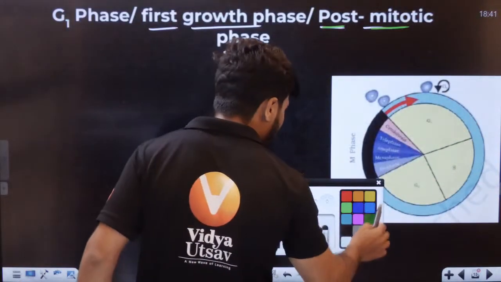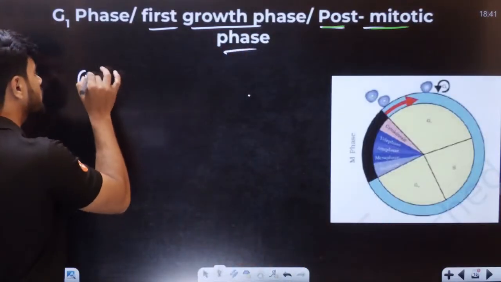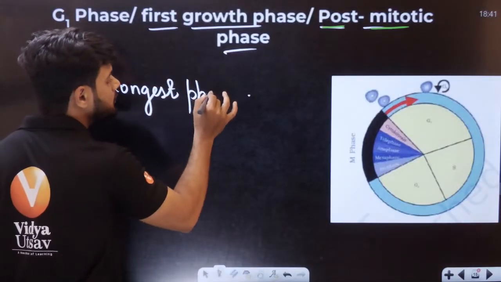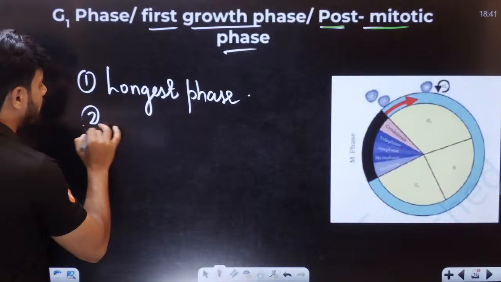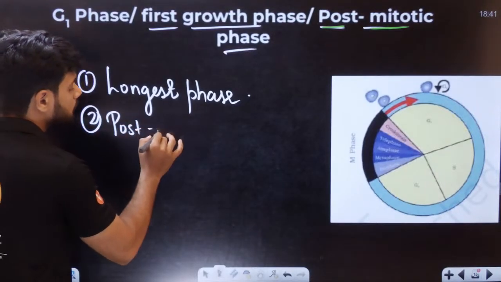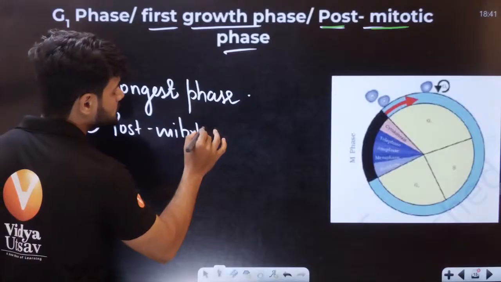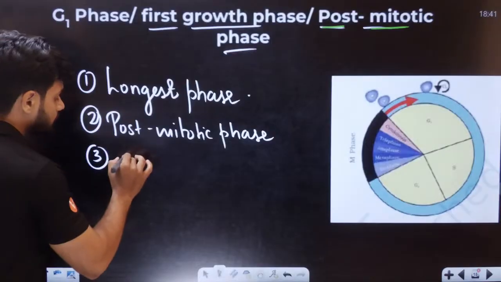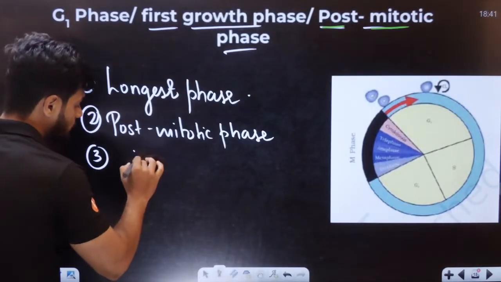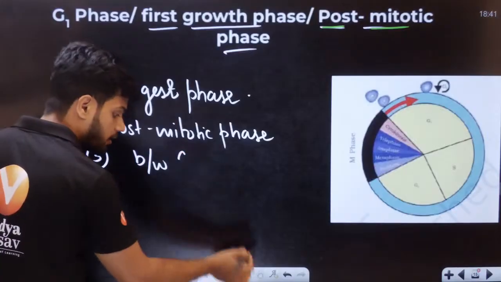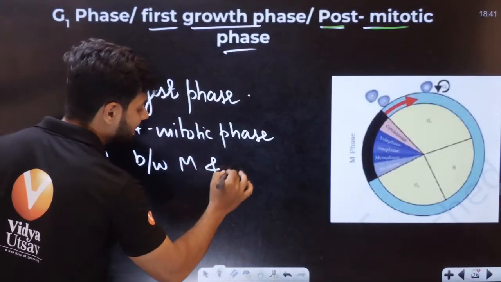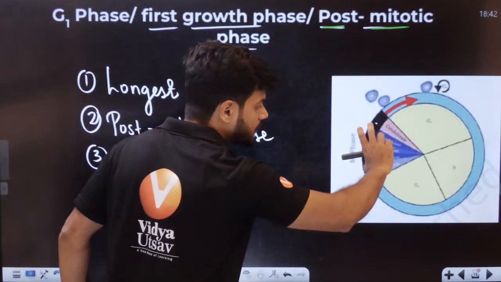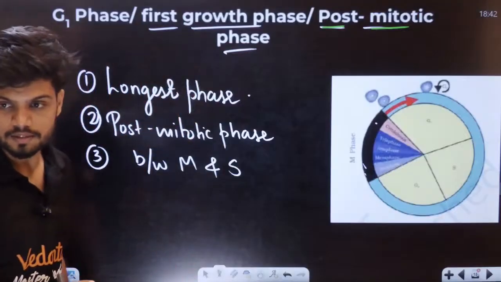It is actually the longest phase here. It is post-mitotic because it is happening after mitosis. It is a phase which is between M and S. So between M and S we have G1, students. Okay.